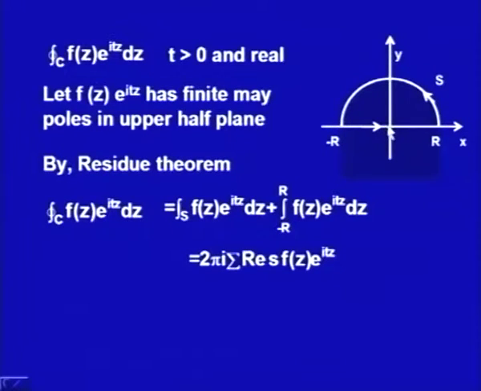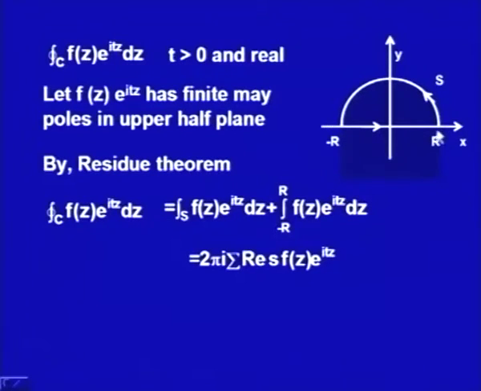R is chosen so large that all the poles of the function f(z) e to the power i t z are interior to this semicircle, and we are choosing the other boundary as the real line from minus r to plus r. So, as in the previous method, by the residue theorem this would happen. Now, as in the previous method, if I treat this integral from minus r to plus r of f(z) e to the power i t z dz, we see this is on the real line.